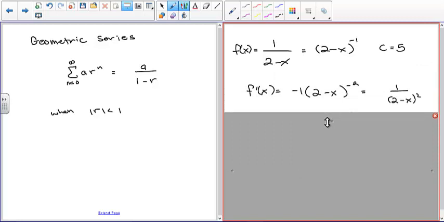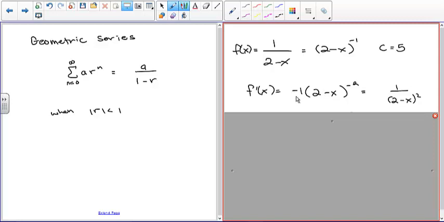So I put it in the form 2 minus x to the minus 1 so I could just take the derivative and use the chain rule. What happens is pretty much the sign changes from one derivative to the next because of the negative x inside the parentheses. The derivative is you take the exponent, multiply by the argument to the exponent minus 1, and then you multiply it by the derivative of the argument. That's the chain rule. So that's where you get the negative sign.